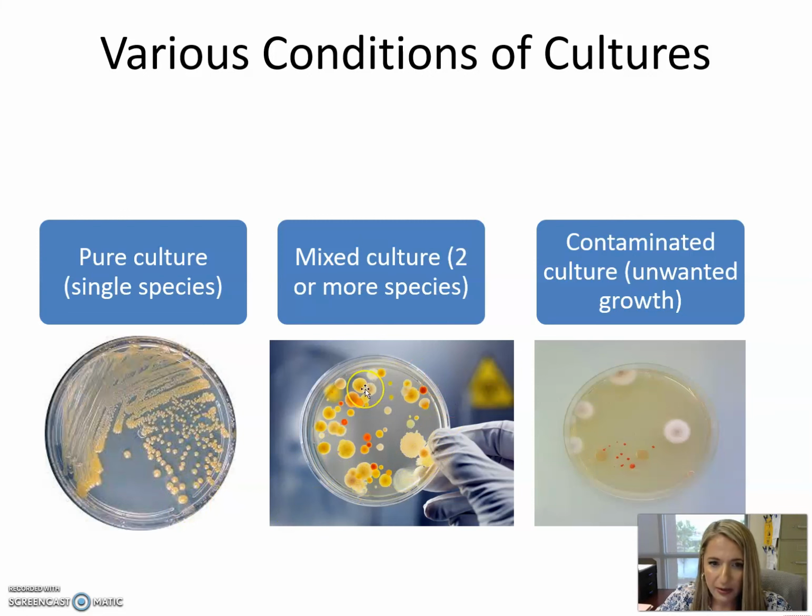Over here, we have what we could call a mixed culture. Mixed cultures contain 2 or more species of bacteria. If we look at this plate, we can see that there are different colors of colonies, different shapes of colonies, colonies with different outer edges or margins, and this is a good indication that this plate has different species of bacteria growing in it, which would make it a mixed culture.